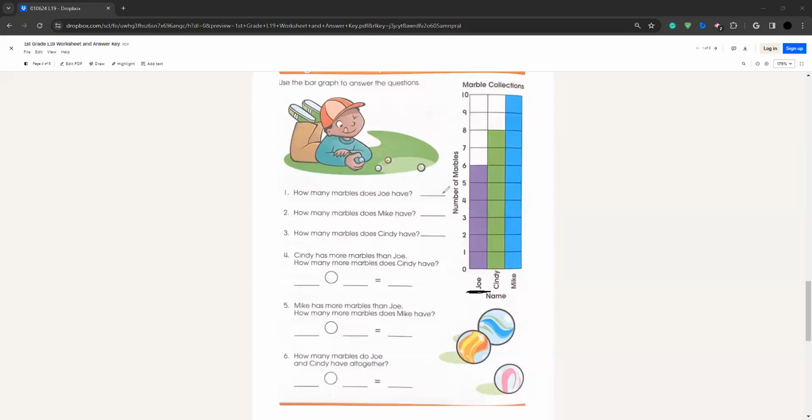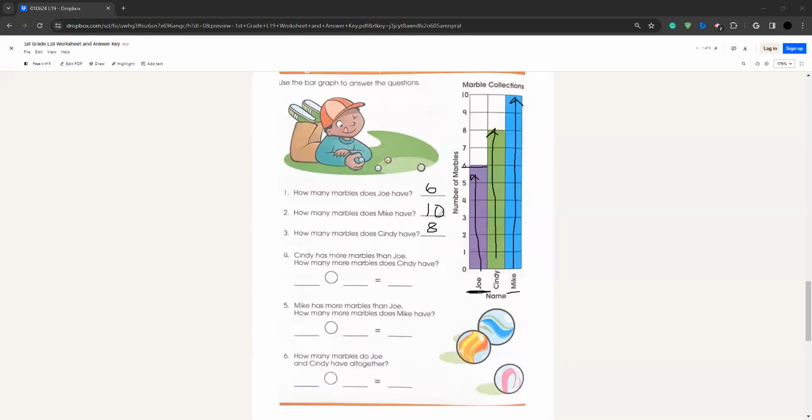So number one, how many marbles does Joe have? We look at Joe, we go up, we hit 6. So Joe has 6 marbles. How many marbles does Mike have? Again, Mike, go up until the bar ends, and that's 10. And Cindy, we look at Cindy up until we hit the top, that's 8.